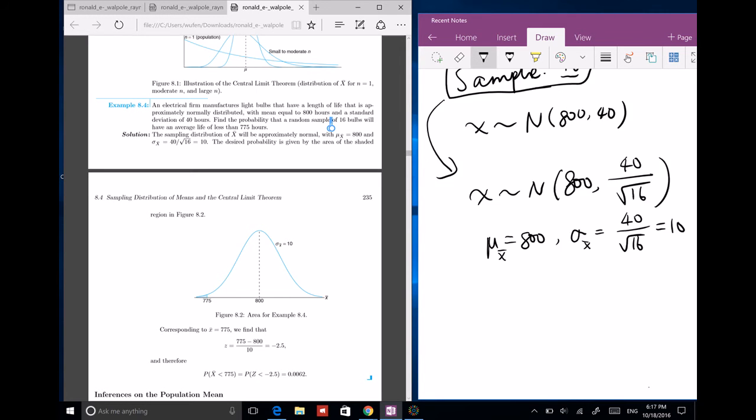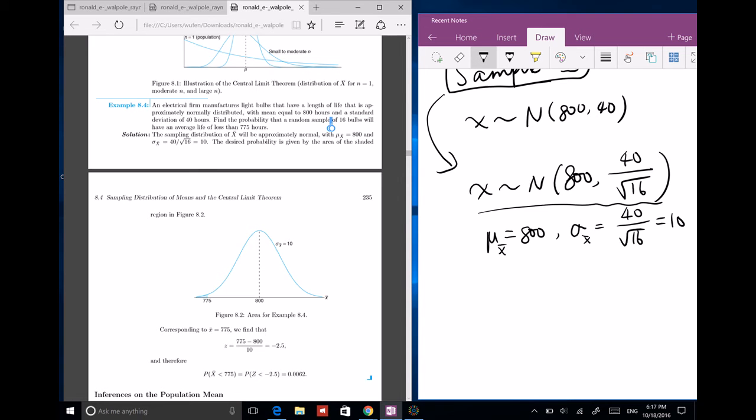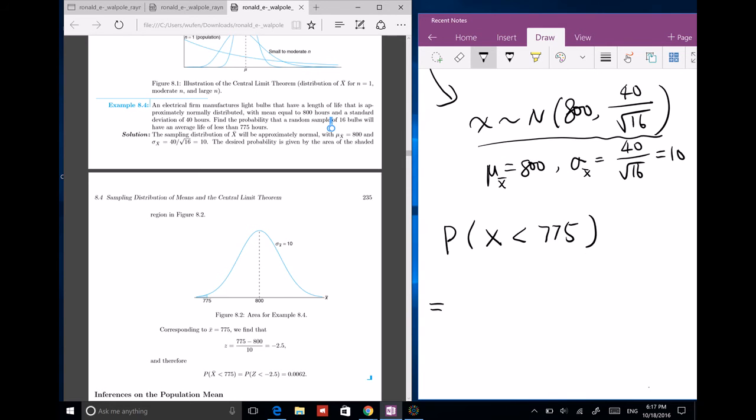Now it is still not a standard normal distribution. If we want to use the standard normal distribution to find the probability, we still have to convert it. So P of X bar less than 775 hours. We still have to convert that into a z-score: x minus mu over sigma over the square root of n, because for the sample mean, the standard deviation is sigma over square root of n, not sigma.